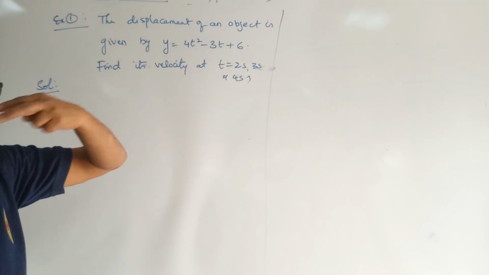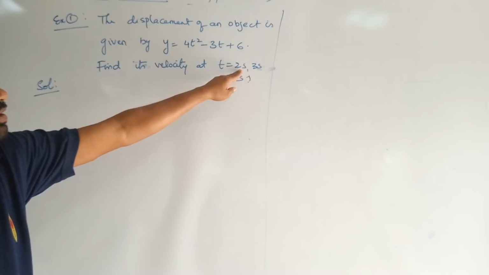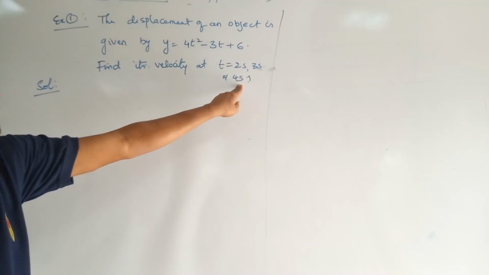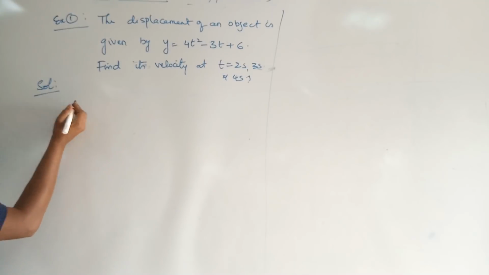These are three different questions. At a time t, that means at this instant of time, how much is the velocity? At this instant of time, how much is the velocity? So we want to find this here. Let us see the solution, how to do this.